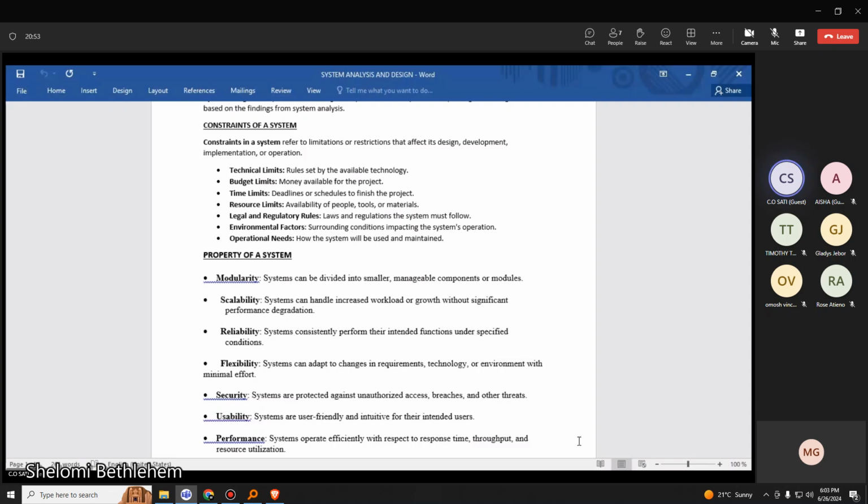Another property of a system, we have reliability. I asked Aisha to give us an explanation under reliability. Systems consistently perform their intended functions under specified conditions.